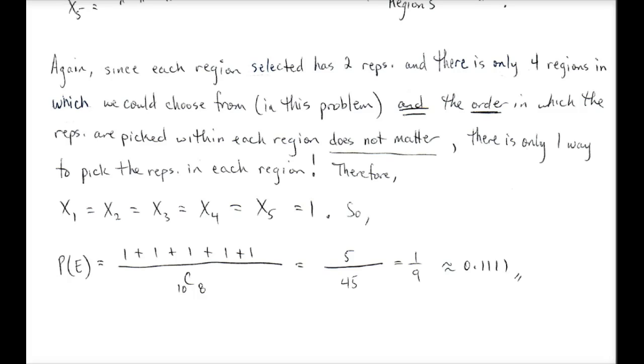Now, I want to contrast a bit in this example by revising this example slightly. And the way that I'm going to revise it is by now making the number of representatives in each region not equal, okay? By that, you'll get a better feel for how we actually use this approach of adding stuff together versus the fancy fundamental counting principle type way, okay?